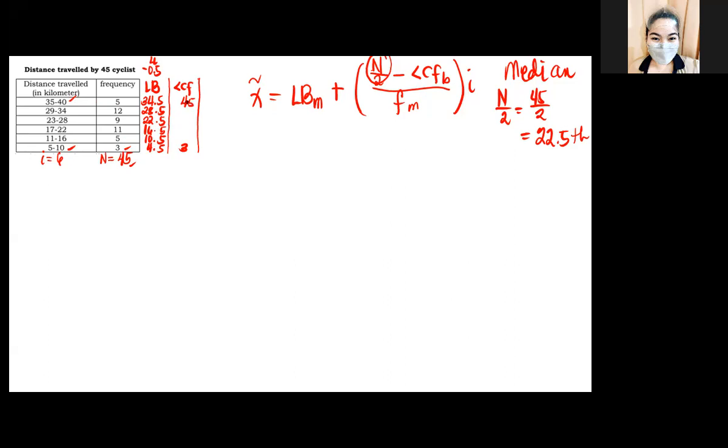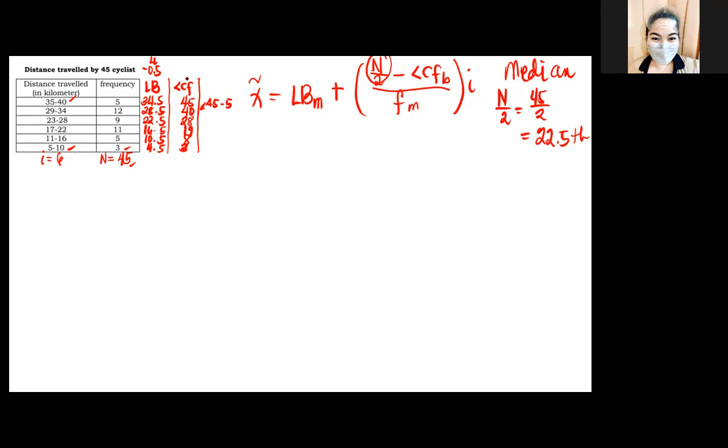Then, ano yung mga susunod na step? Yung susunod na step is to subtract. Subtract what? The frequency. So, ang mangyayari dito, this will be 45 minus 5. Tapos, yung answer niya, dito natin ilalagay. Okay, so that is 40 minus 12 equals 28. Minus 9 equals 19. Minus 11 equals 8. Then minus 5 equals 3.